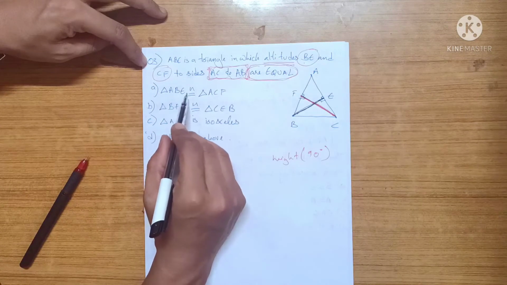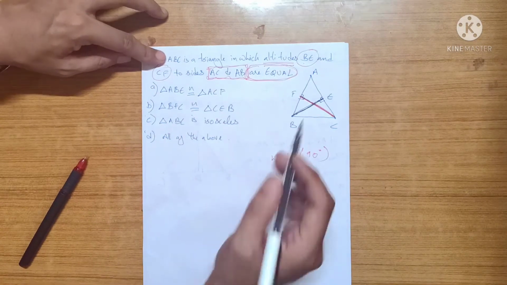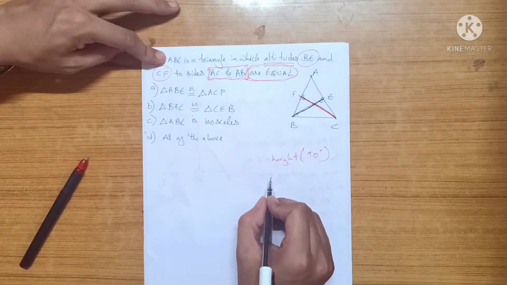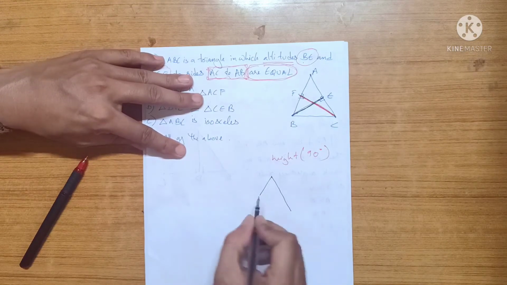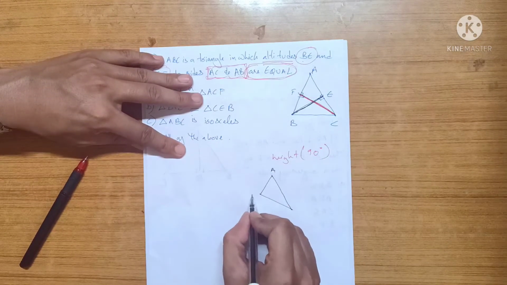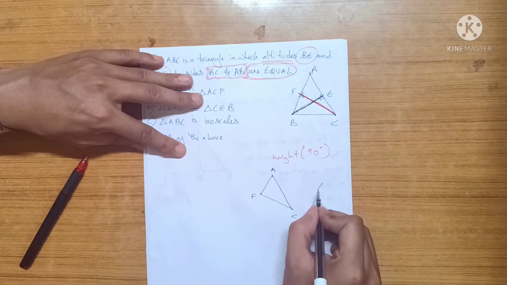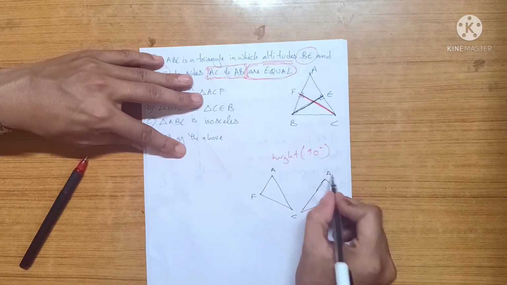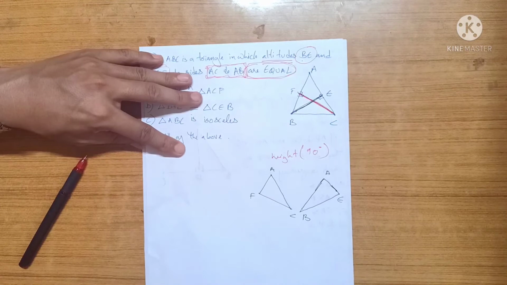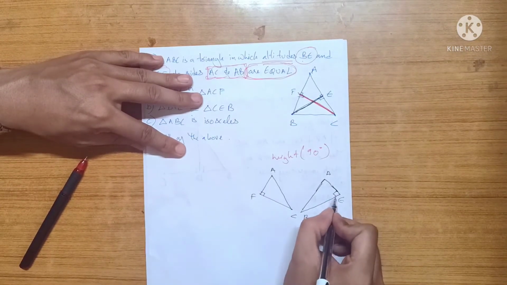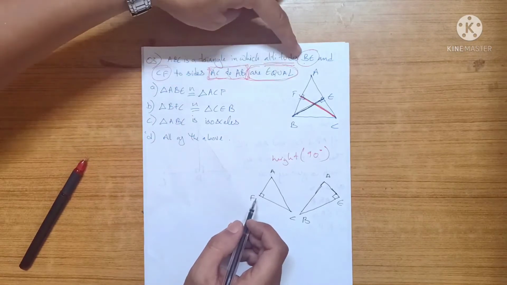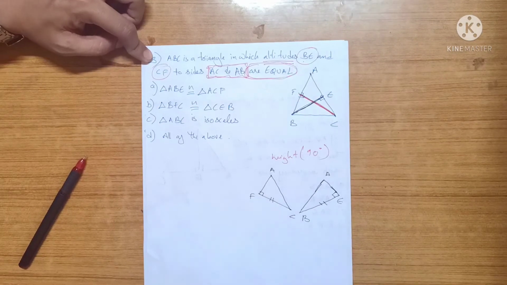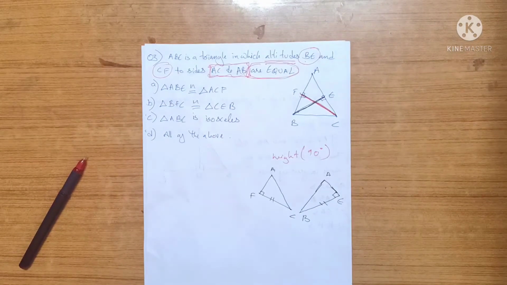ABE is congruent to ACF. Let's check where ABE is. ABE and ACF. Let's just draw the triangles here for the time being. That's our ACF, and then let's draw ABE as well, and that's our ABE. We can right away notice that this and this is 90 degrees, and they did say that BE and CF are equal. So BE is here and CF is here are equal. So we want one more, right?